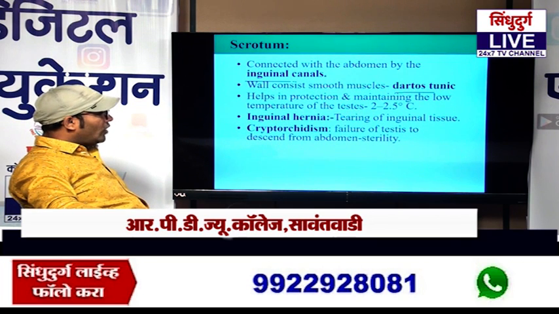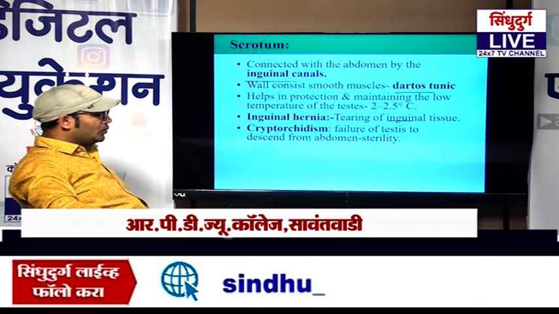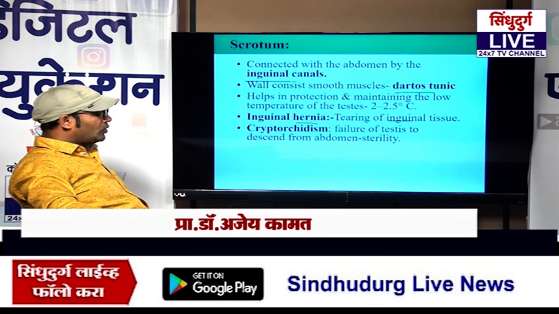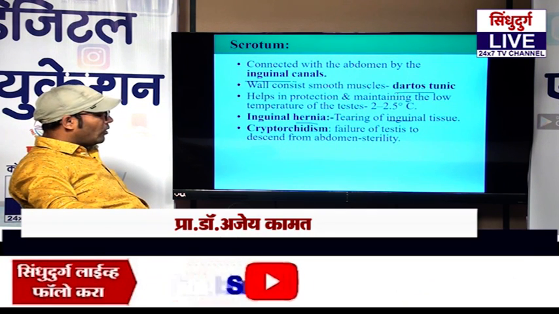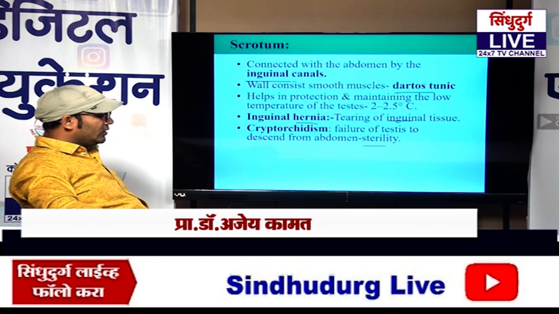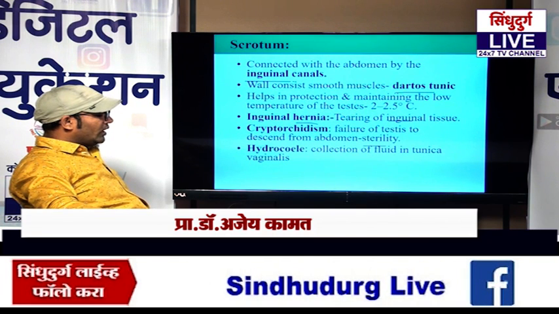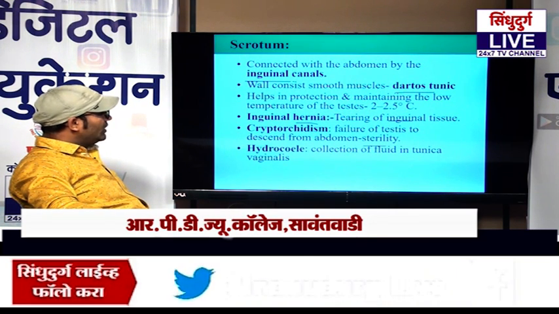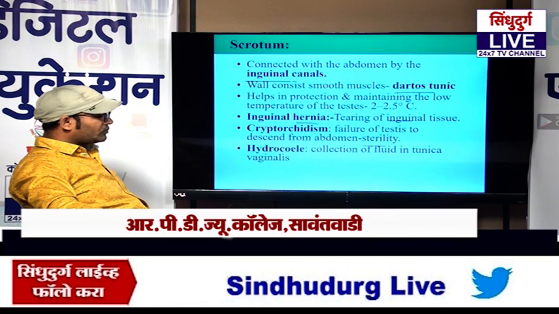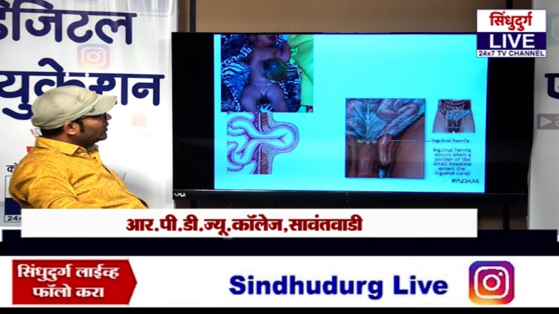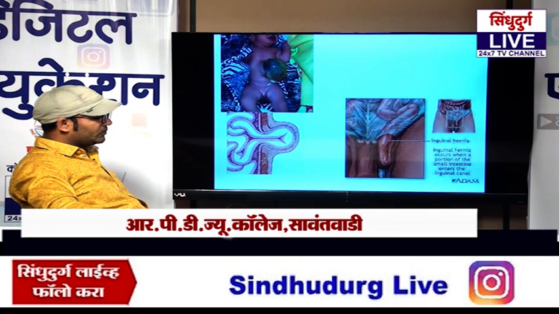The tearing of inguinal tissue leads to an abnormality called inguinal hernia. Another one is cryptorchidism, which is the failure of the testis to descend from the abdomen, resulting in sterility. Another abnormality is hydrocele, that is, the collection of fluid in the tunica vaginalis. Here you can see some diagrams or photographs where you can find the inguinal hernia, this one.